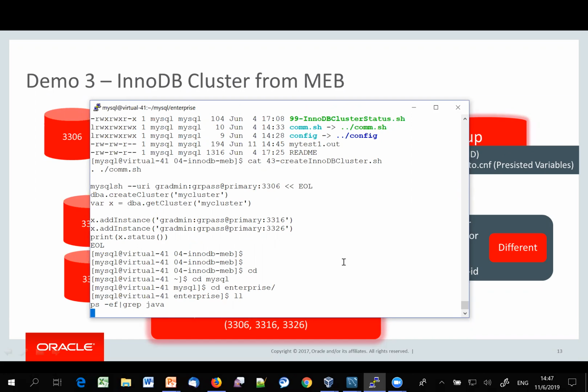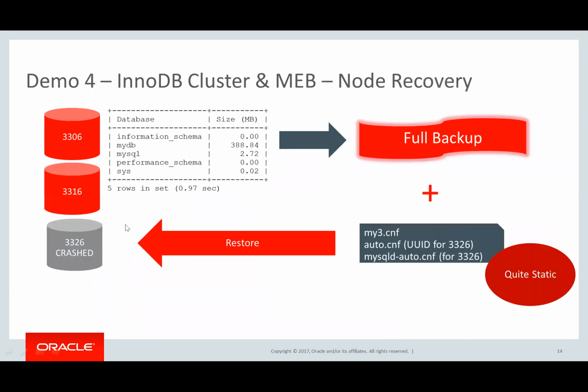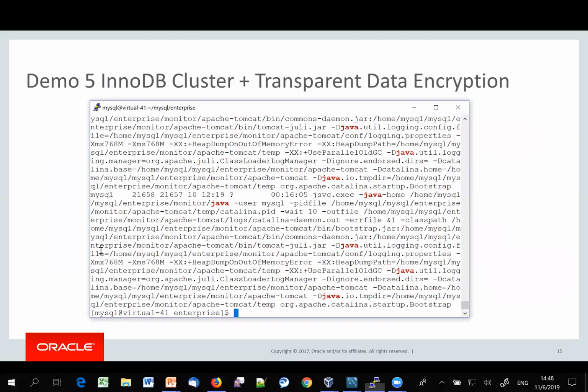Time is 47. So let's look at this. We have done this full backup and we restore to 3316 and 3326, and we build the cluster using the backup. There's also the way we do node recovery. Basically, node recovery means that we may have a node crash, and then the full backup is used to restore the 3326, because the 3326 may crash and be destroyed or moved away. So we can do this, and we can also use MEB together with TDE. So let's do this.